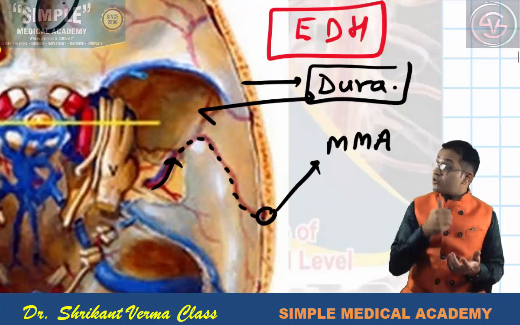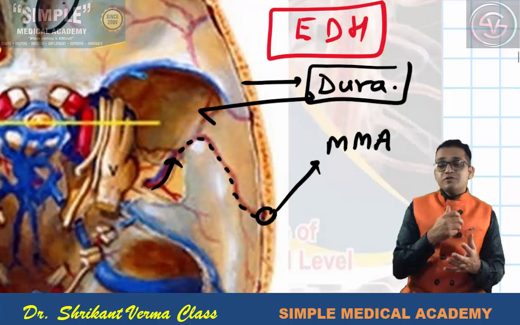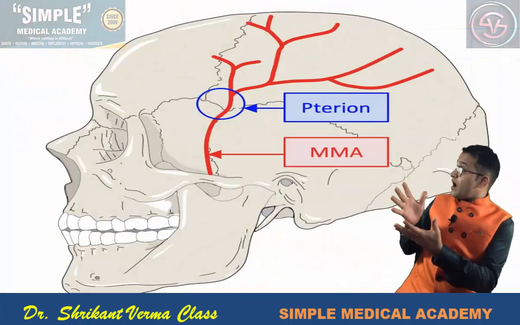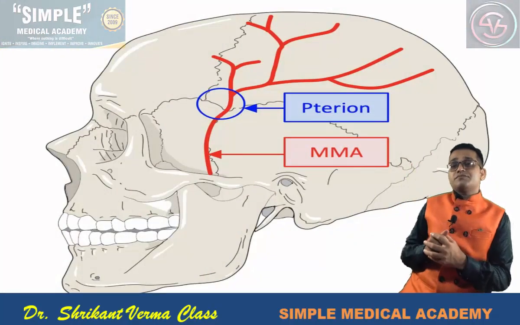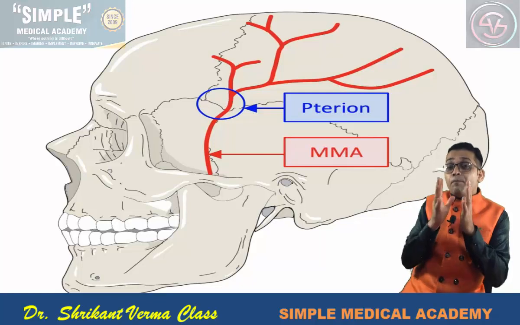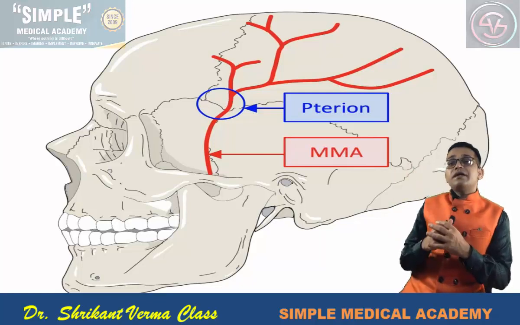Which artery is in close relation with this squamous part of the temporal bone? Your answer is middle meningeal artery. The middle meningeal artery, they are in very close relation. Got the point? So what happens? This middle meningeal artery also gets ruptured, and the blood accumulates within this temporal part.